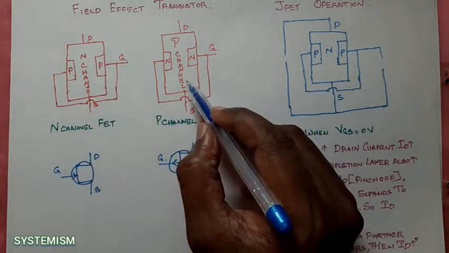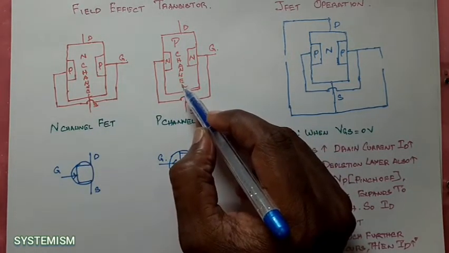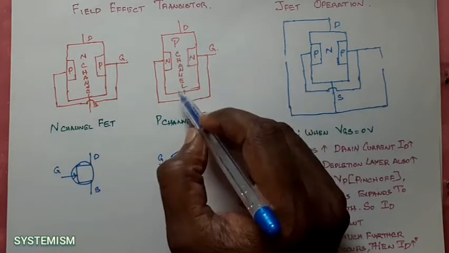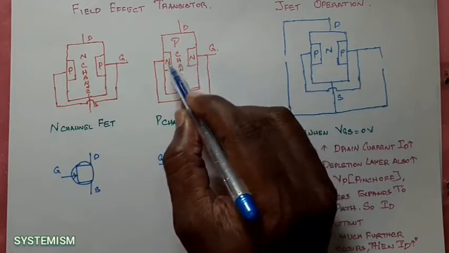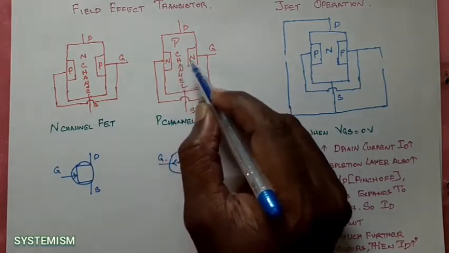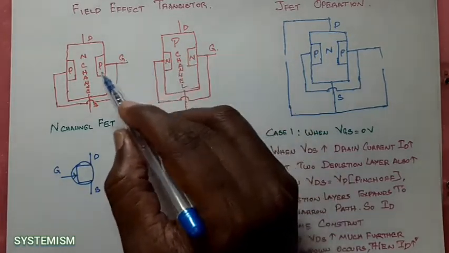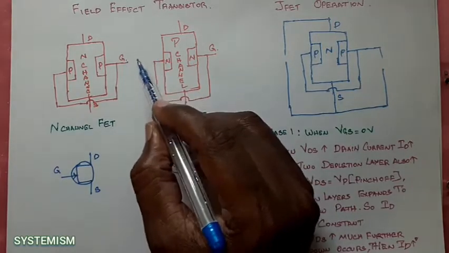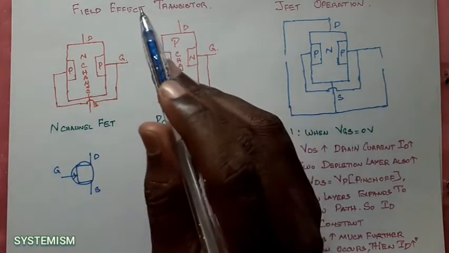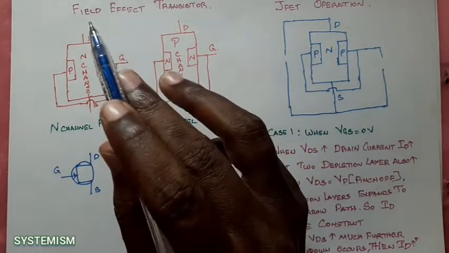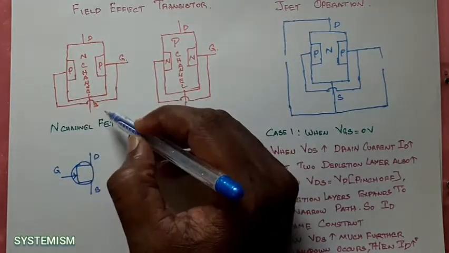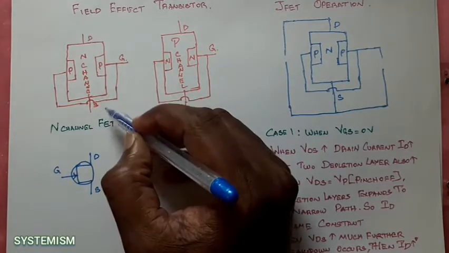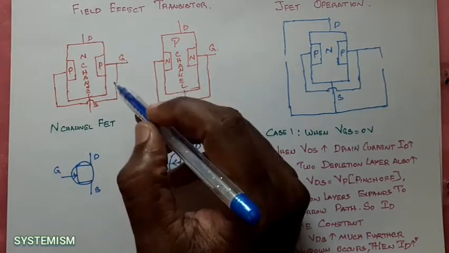In the same way, the P channel field effect transistor: a P channel is taken and on both sides N type material is connected in this fashion. Okay. Now we have to know about the terminals. Terminals of the BJT: what are the terminals we see there? Emitter, base and collector, isn't it? Here it is source, gate and drain. Source, gate and drain. Okay.